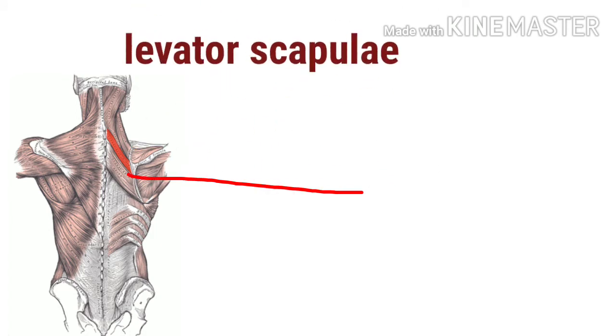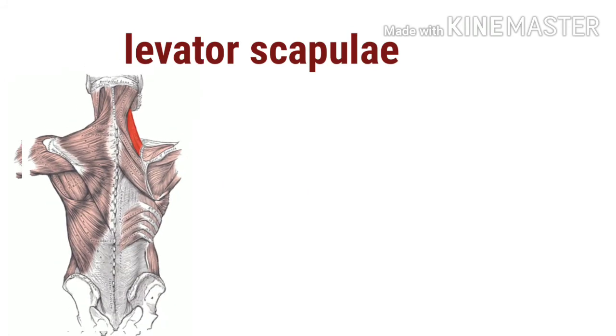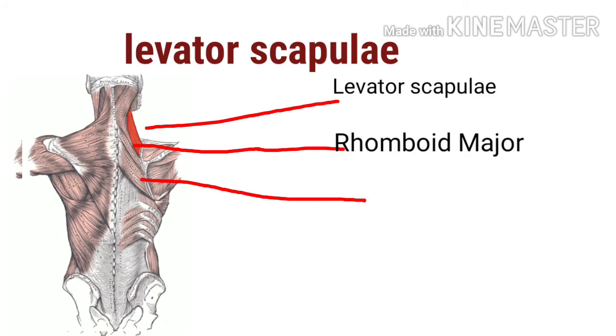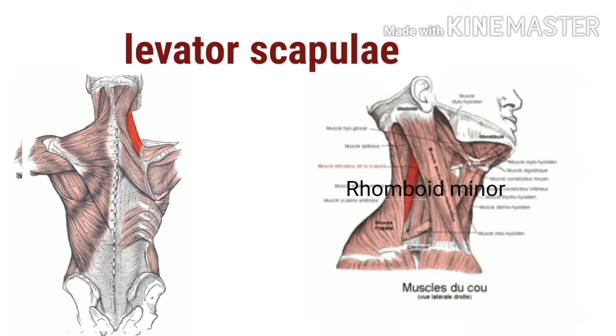And the last one of the back muscles is levator scapulae. The levator scapulae is a small strap-like muscle. It begins in the neck and descends to attach to the scapula.